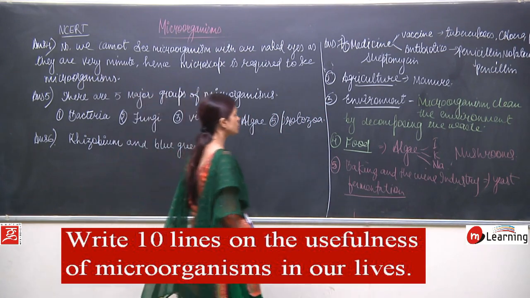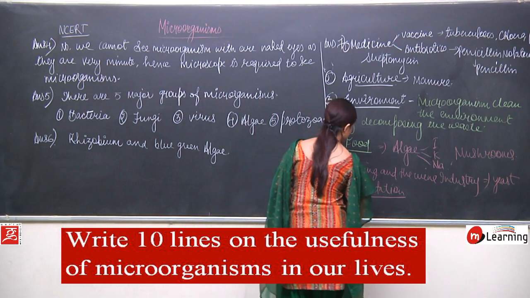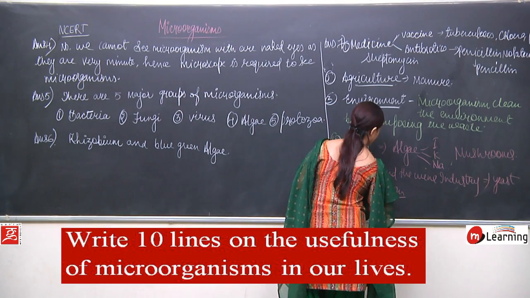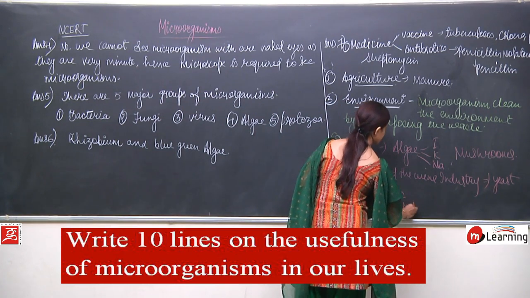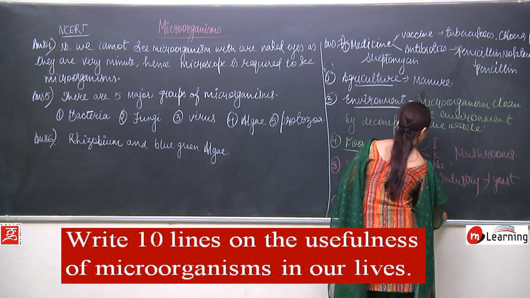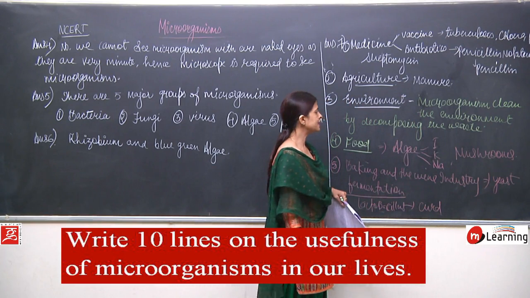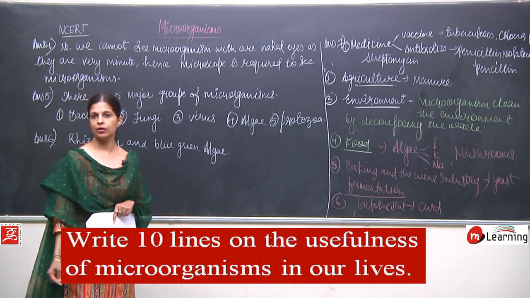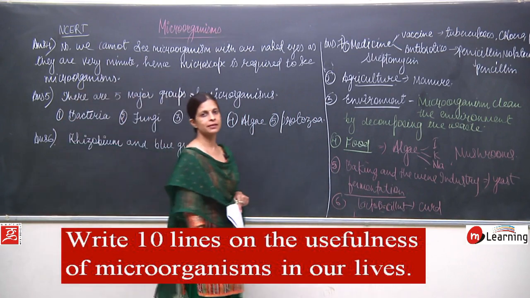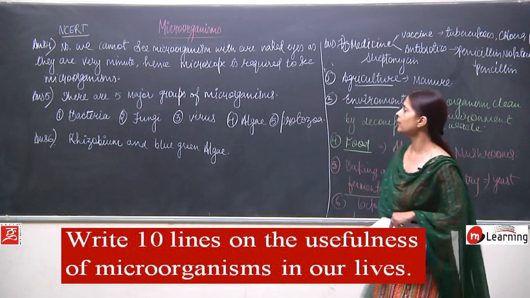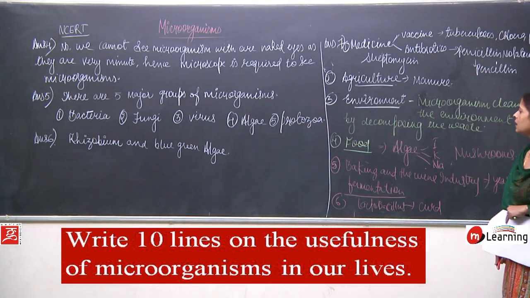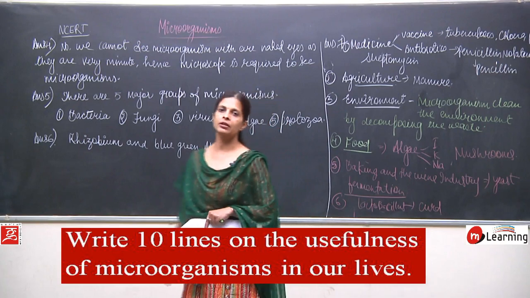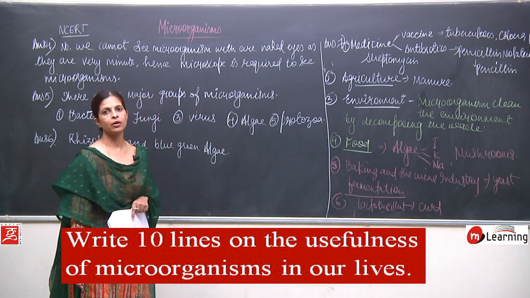If you talk about cheese and curd processing, like Lactobacillus, there's no place for me to write it over here. Lactobacillus is useful in making curd. Then if you talk about cheese, the place is not there, but cheese is also made because of certain bacteria and even fungi working upon dairy products. So there are many, many uses. You can write more than 10 sentences. I have just tried to give the uses of microorganisms here.